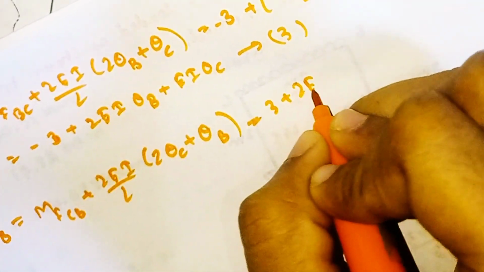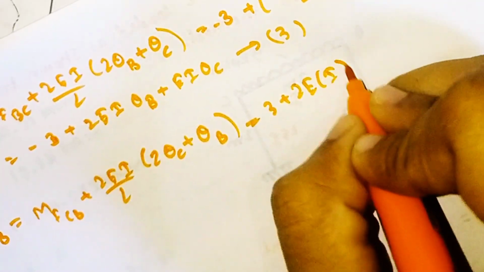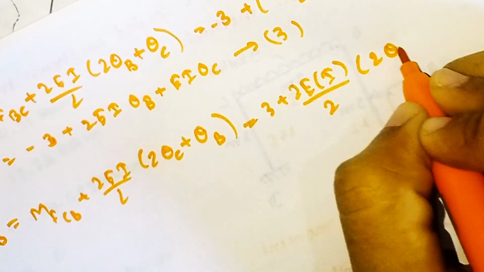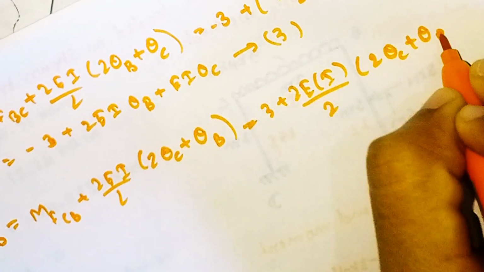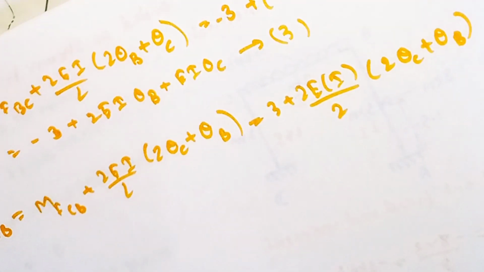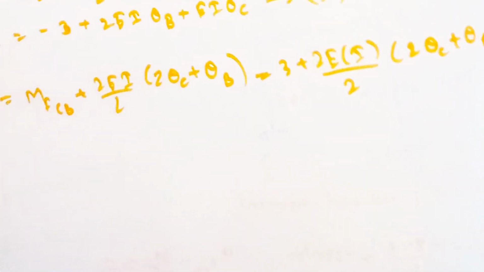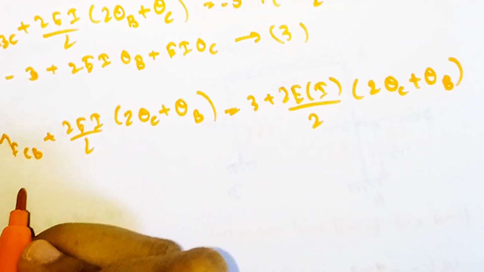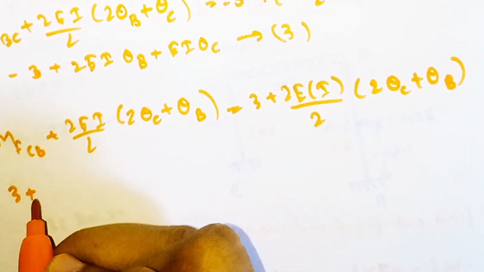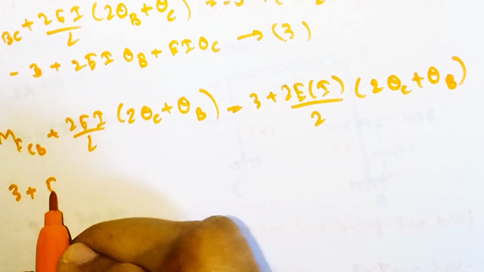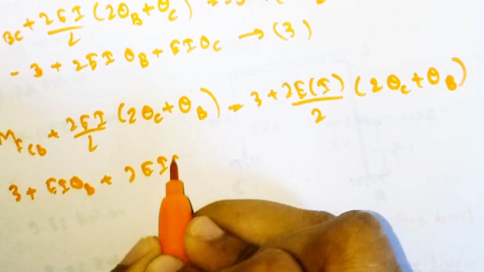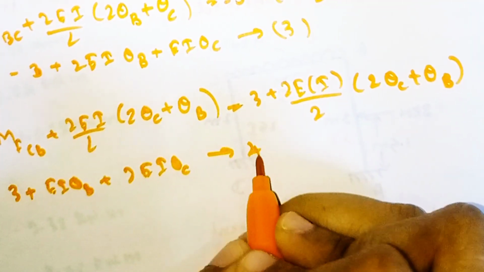3 plus 2 EI value is I divided by length is 2 and 2 into theta C it has some value, keep it as it is. Theta B also it has some value, keep it as it is. So now simplify this, it will come out as MCB is equal to 3 plus EI theta B plus 2 EI theta C. Call it as equation number 4.